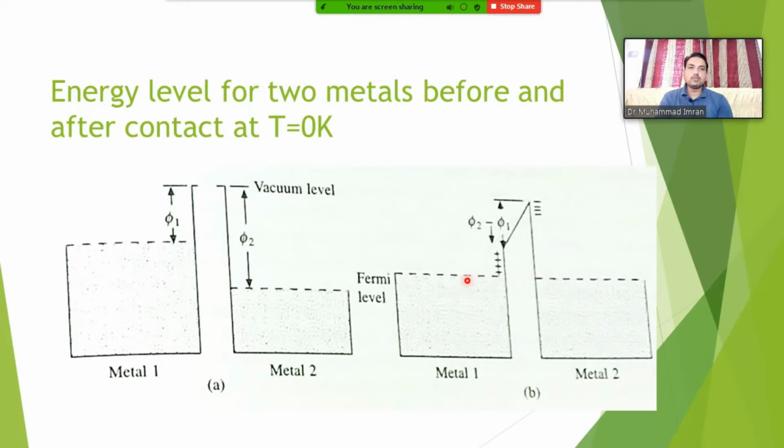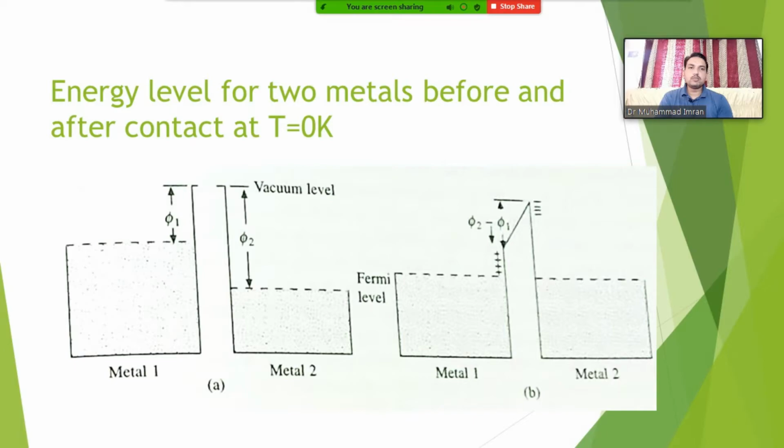Here you can see that this is the after-contact diagram, diagram B. You can see that metal 1 and metal 2 both have the same Fermi levels, and here you can see that this is the potential barrier phi 2 minus phi 1. Here you develop some positive charge toward metal 1, and here you get some negative charge toward metal 2. So energy on the side of metal 2 is higher because electrons carry some energy from metal 1 to metal 2. So energy on the metal 1 side is lower as compared to energy on the metal 2 side.